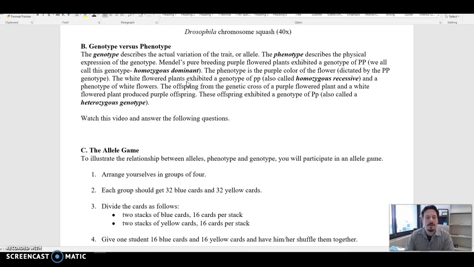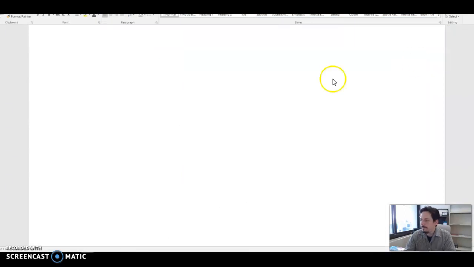Where we are going to start is right here on Part B, where it talks about the difference of homozygous dominant and homozygous recessive, phenotypes, genotypes. So I'm going to talk a little bit about what those terms mean. This is just background information for when you have to do the allele game. The instructions will be in the lab manual. Just follow those along.